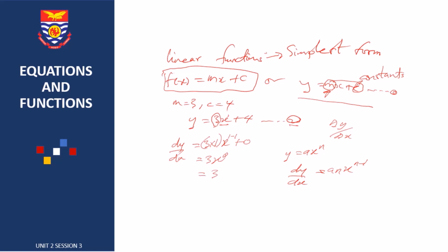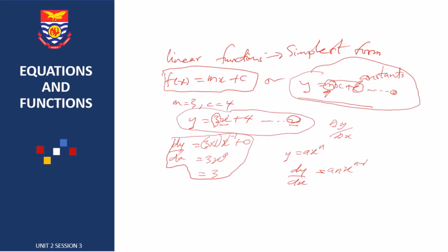So instead of going through this long differentiation, what we are saying is that for a linear function of this form, the coefficient of x is actually the slope. When I ask you to find the slope of equation 2, you can tell me that the slope or the gradient is 3. That is the coefficient of x, without going through the differentiation process.